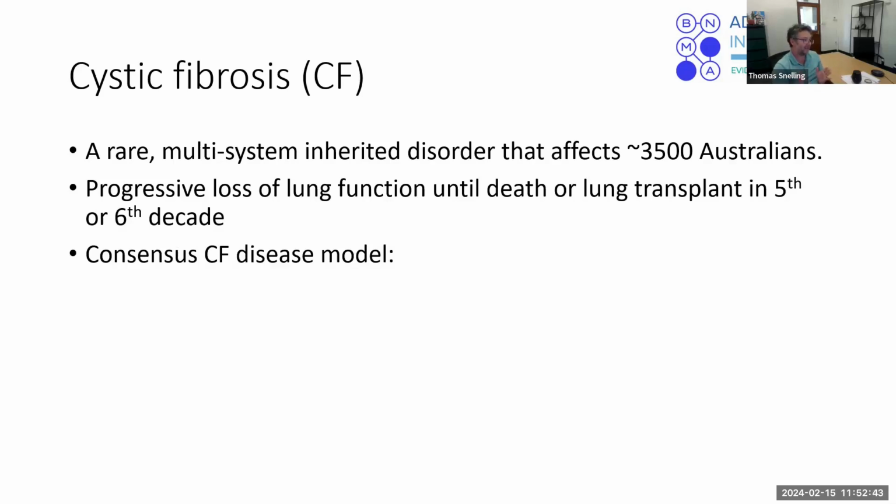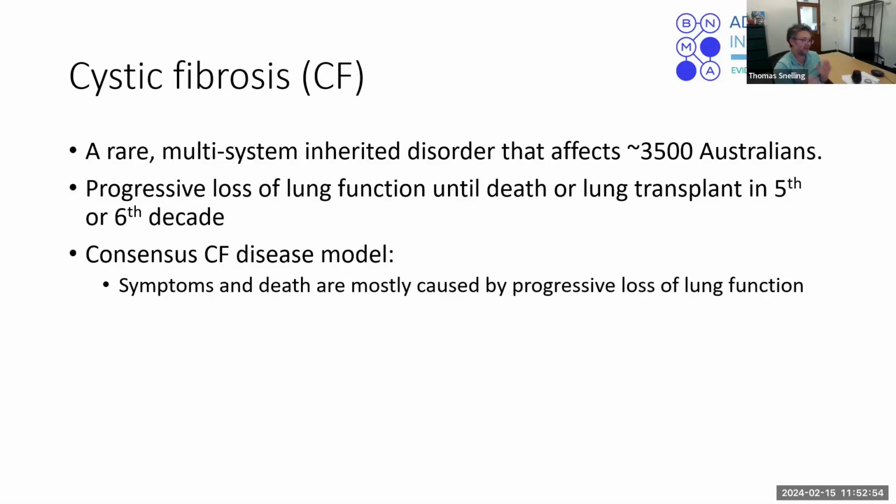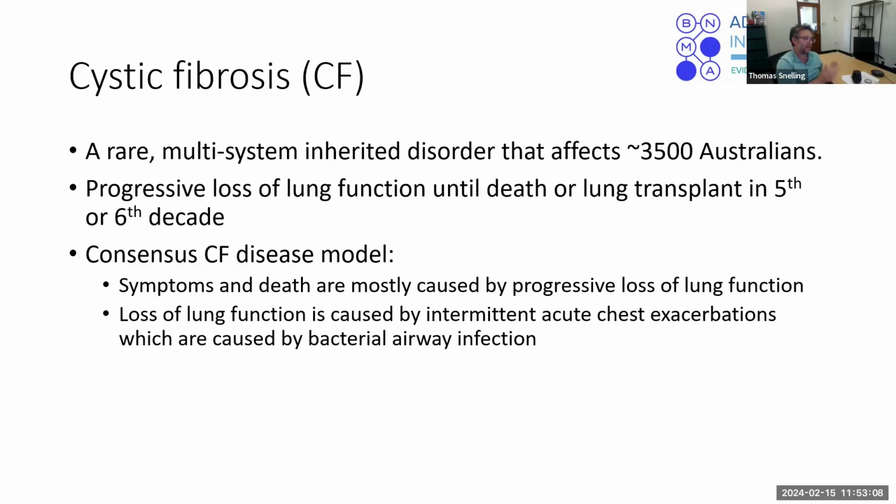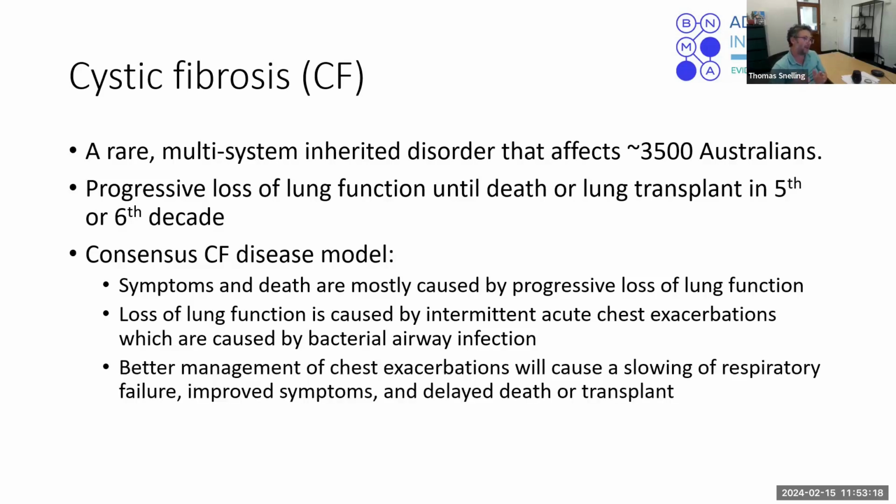There's sort of an implicit consensus, a disease model for cystic fibrosis that's largely agreed upon by domain experts that could be summarised in a series of propositions. The first is that the symptoms of CF and death are mostly caused by this progressive loss of lung function. The lung function in turn is caused by intermittent acute chest exacerbations, which are caused by bacterial infection of the lungs. And better management of these chest infections will cause a slowing of respiratory failure and therefore improved symptoms, and therefore delayed death or need for transplant.